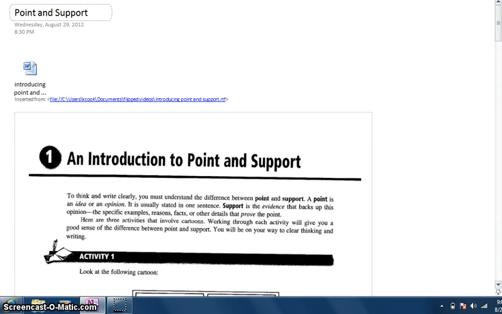Today I'm going to talk about point and support. Point and support are the essence of your paper. The point of your paper is really the main argument, and the support is what you use in order to prove that argument. Think of a chair with a loose leg on it.